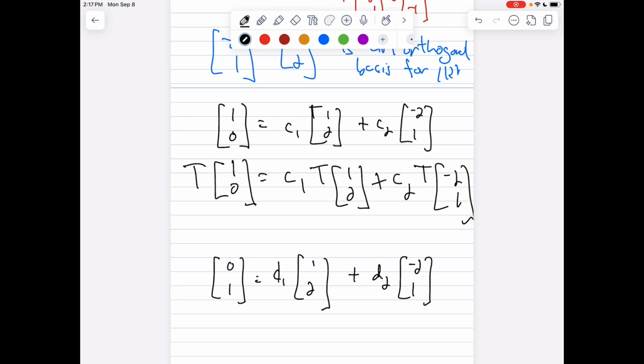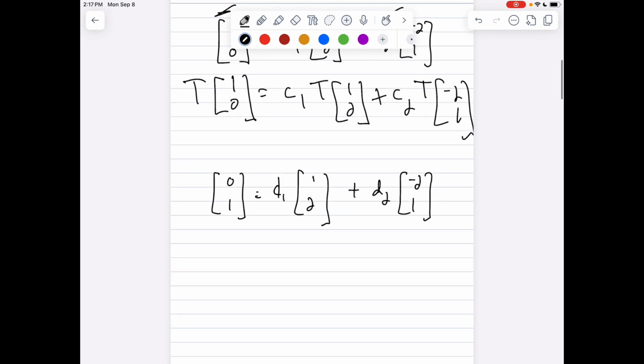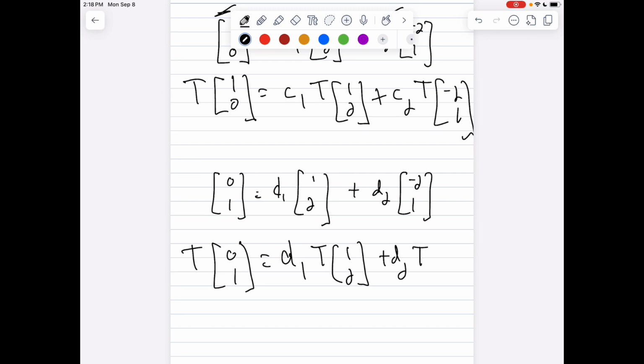So again, if you know a vector is a sum of two vectors, then the transformation of that vector is equal to the sum of the transformations of the vectors, in so many words. That's what we're working with, linearity here. And the same thing happens with T of (0, 1) equals D1 T of (1, 2) plus D2 T of (-2, 1).